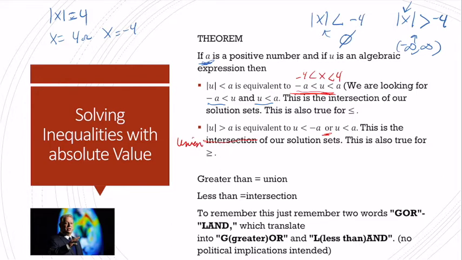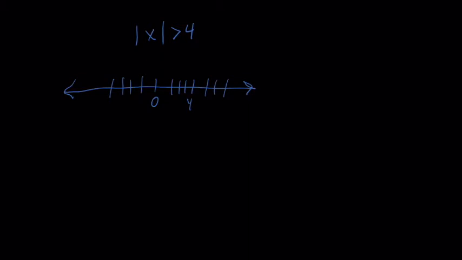So why don't we go ahead and open up another window where we can take another example. So if I have, let's switch to a nicer color, the absolute value of x is greater than 4, okay? Let's draw our number line and let's think what are some possible values that I could substitute in and have an absolute value of x greater than 4.